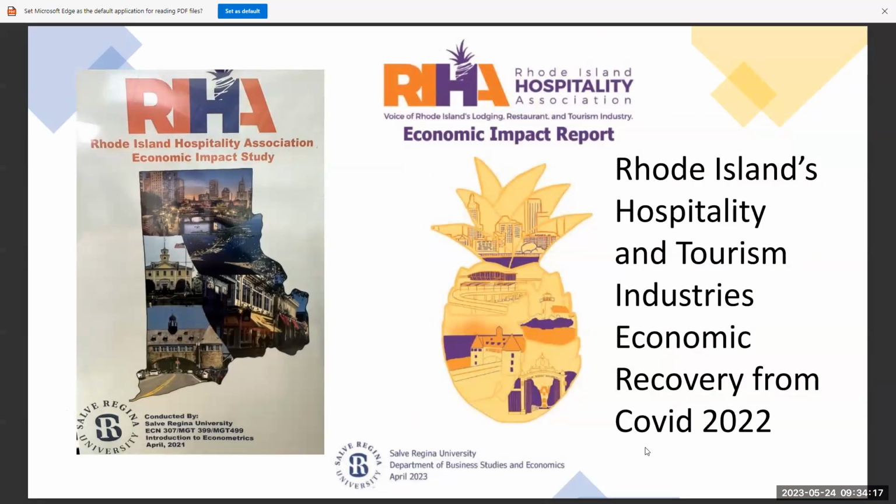On my side, our chair, Ms. Igario, came to us and said, the Rhode Island Hospitality Association is wondering how large the economic impact was of COVID on the Rhode Island hospitality and tourism industries. Great question. We put the class together, again, developed a study, framed the research questions, did the investigation, and conducted the study. It turns out it's about $2.2 billion in lost revenue dollars during the peak of COVID during 2020.